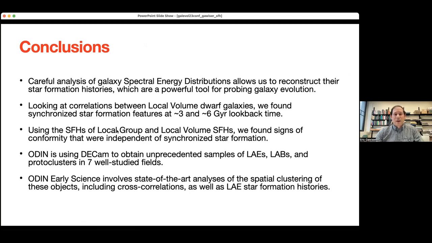And we're waiting to find out if we can illustrate if that's really just something special to the Local Group or something that happens in other similar geometry volumes of the universe. And then I've talked about ODIN, using the Dark Energy Camera to obtain unprecedented samples of Lyman alpha emitters, Lyman alpha blobs, and protoclusters in 7 well-studied fields covering 100 square degrees across the sky. Our early science involves analyses of the spatial clustering of all these objects, including cross correlations, as well as the LAE, Lyman alpha emitter, star formation histories that I just told you about. I appreciate you listening, and I'm happy to take questions.